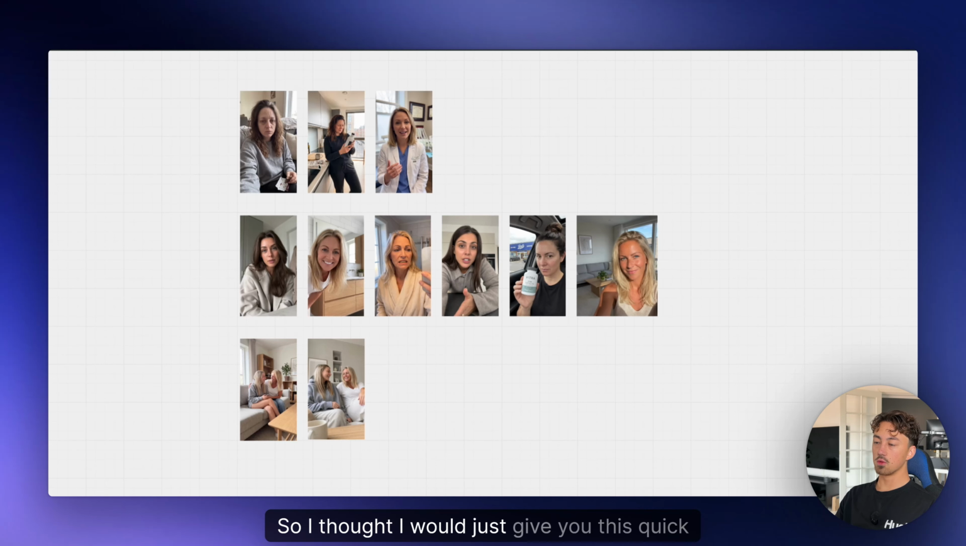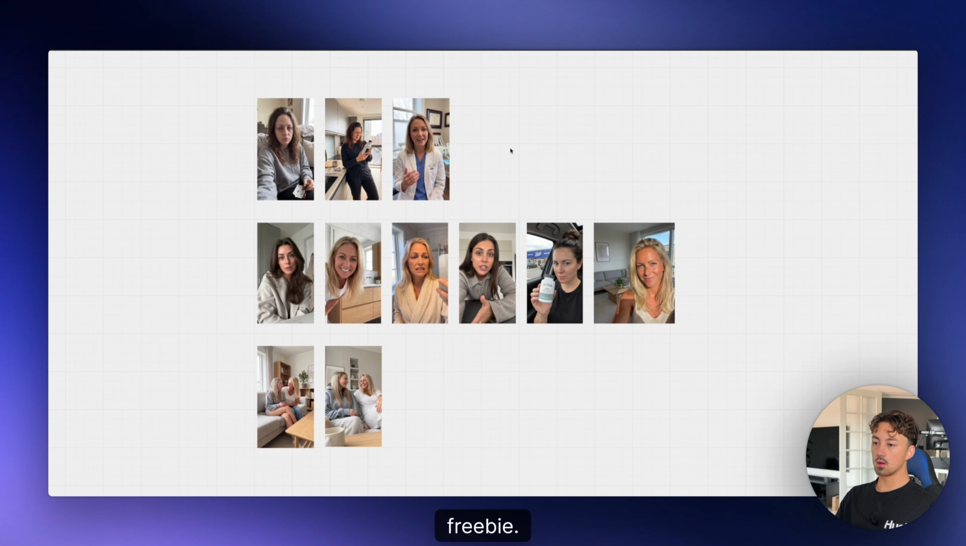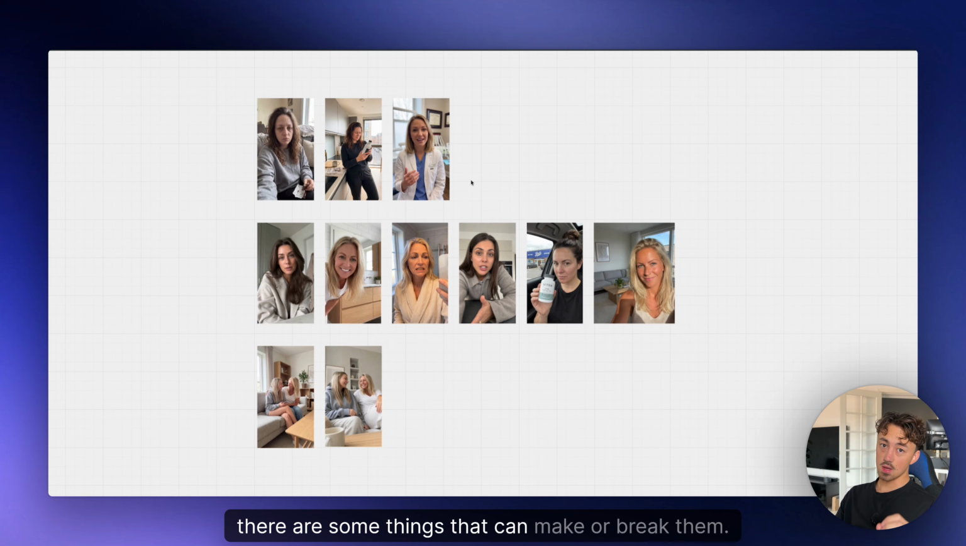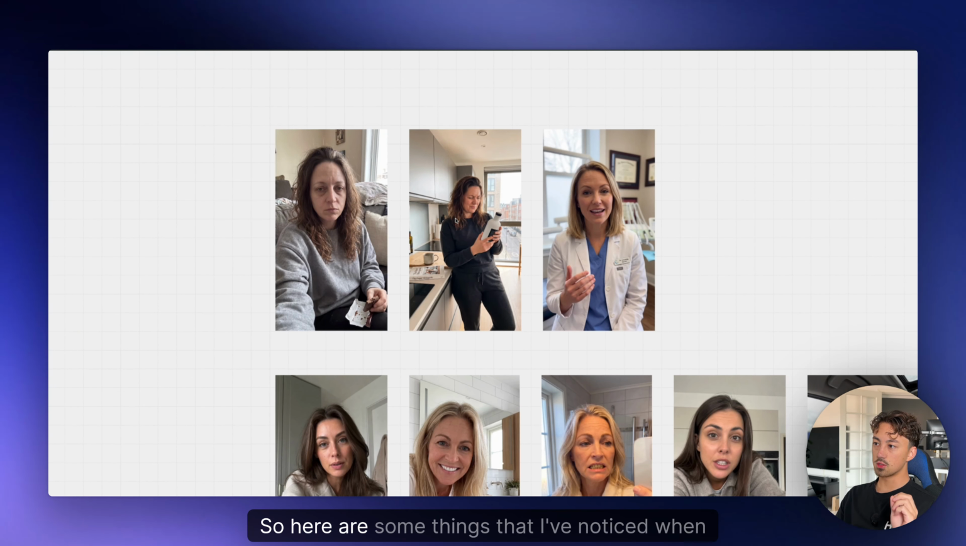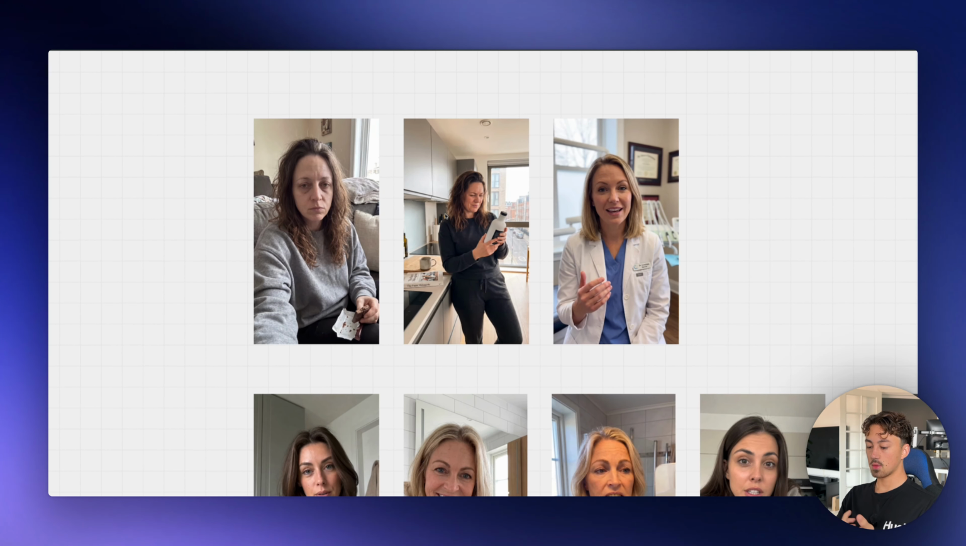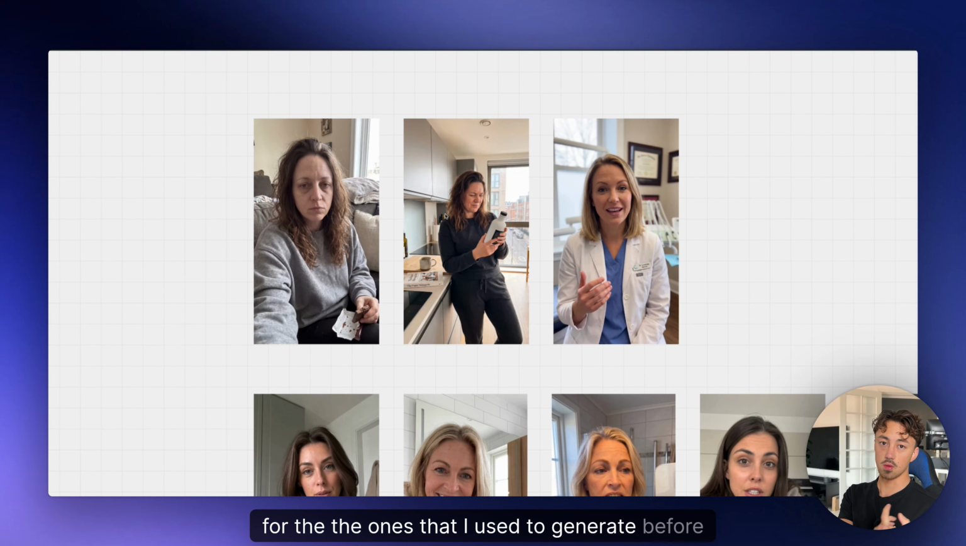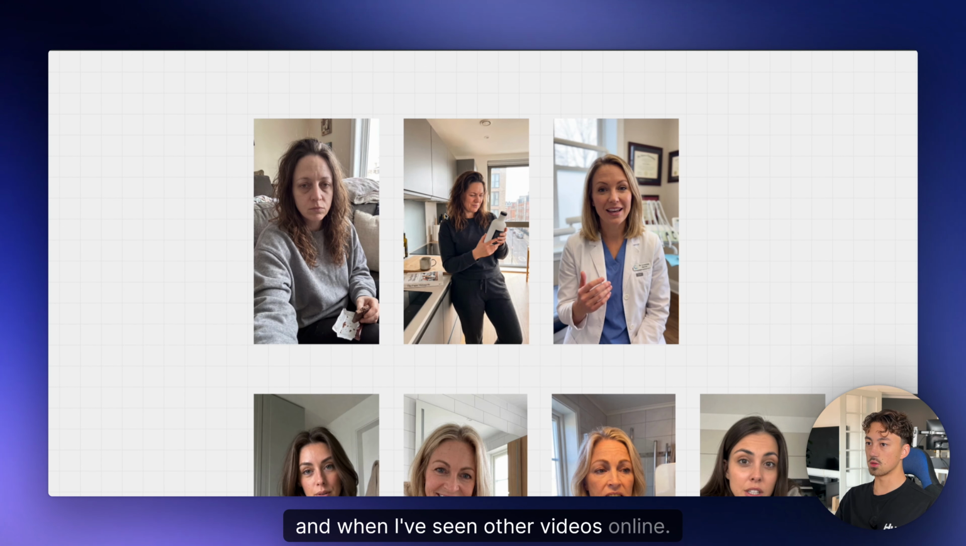So I thought I would just give you this quick freebie. When you're generating AI images or videos for your ads, there are some things that can make or break them. So here are some things that I've noticed, from the ones that I used to generate before and when I've seen other videos online.